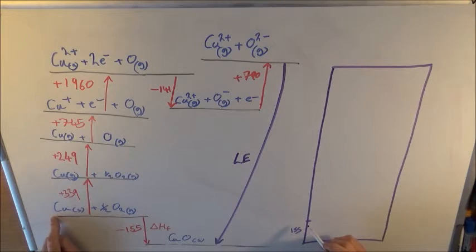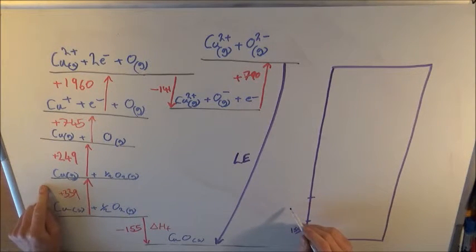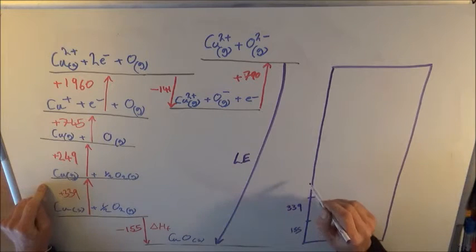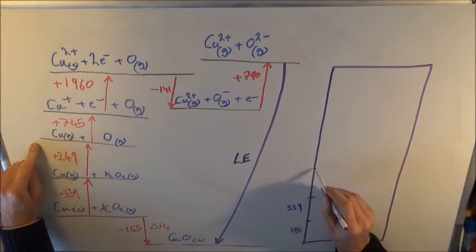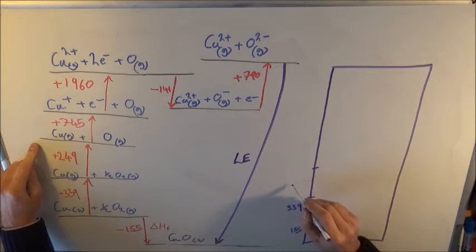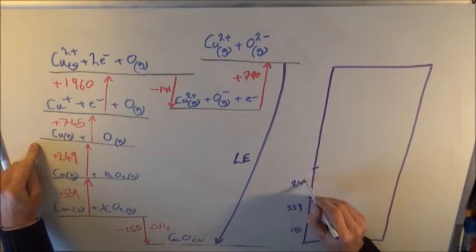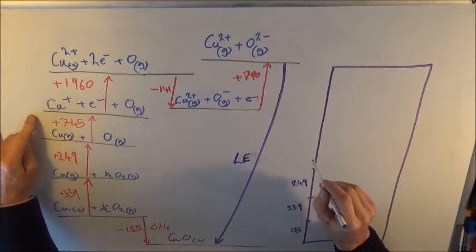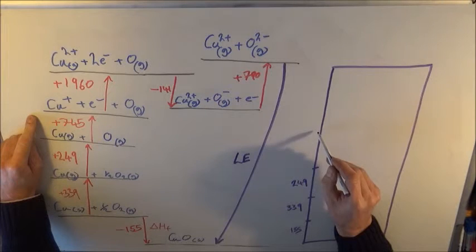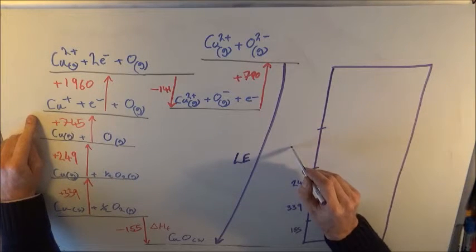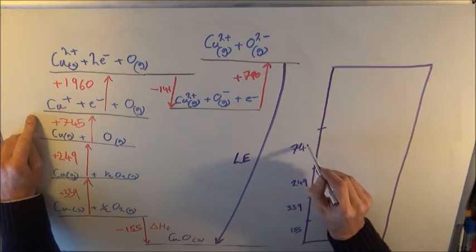We walk, have a chat with somebody. We walk another 339 metres. Have a cup of tea. Then we go up 249 metres. Then we see somebody else we know. We go 749 metres. Sorry, 745 metres.